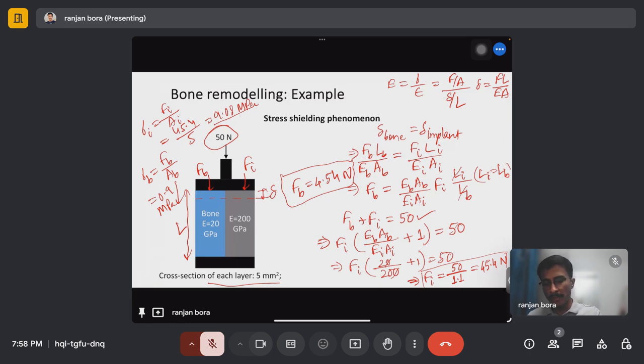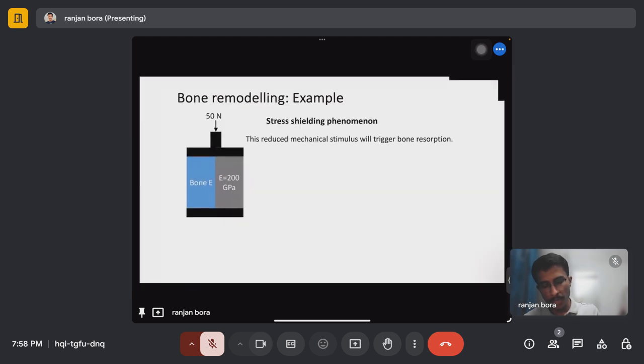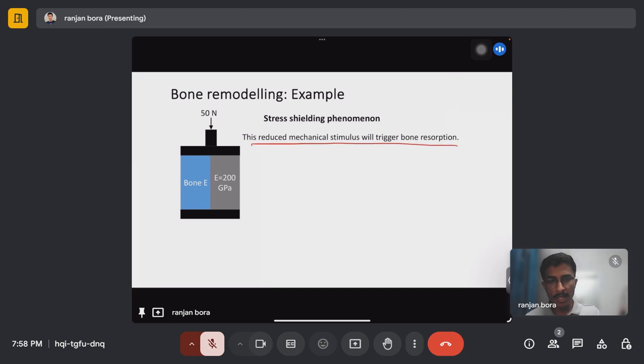So whatever the load acting, 50 Newton, you can see the maximum load is taken by this implant, and the minimum load is taken by the bones. And because of these differences, there will be stress shielding between the bone and the implant. This reduced mechanical stimulus will trigger bone resorption. As I have already mentioned, bone resorption means a decrease in the density of the bone.